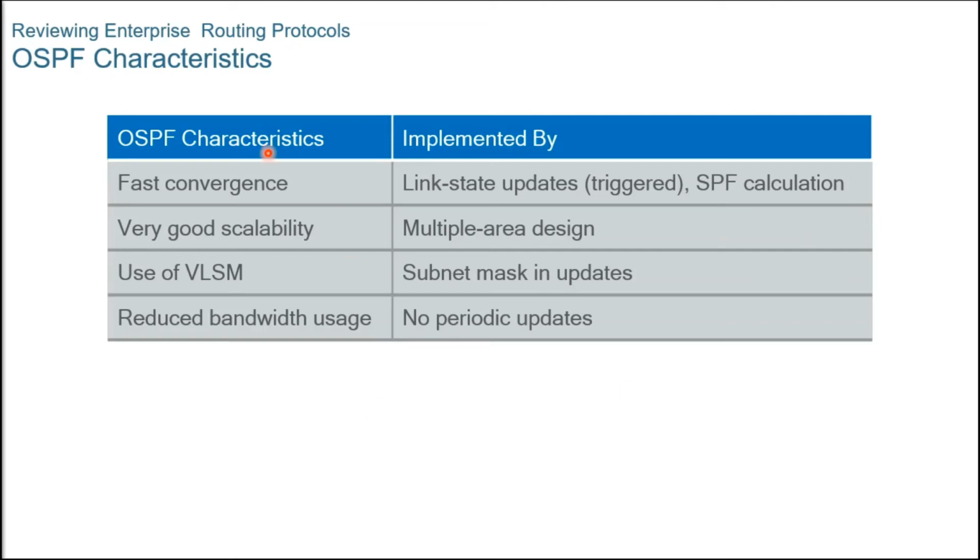OSPF characteristics. OSPF is a link state protocol that has the following characteristics for deployment in enterprise networks. First, fast convergence. OSPF achieves fast convergence times using triggered link state updates that include one or more link state advertisements, or LSAs. LSAs describe the state of the link on specific routers and are propagated unchanged within an area.